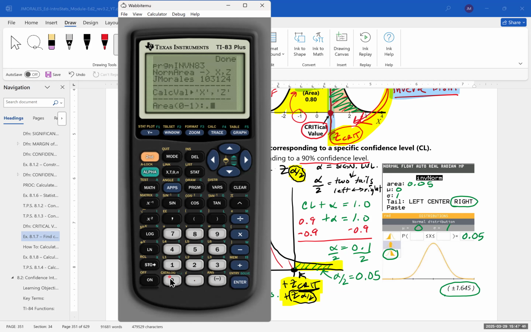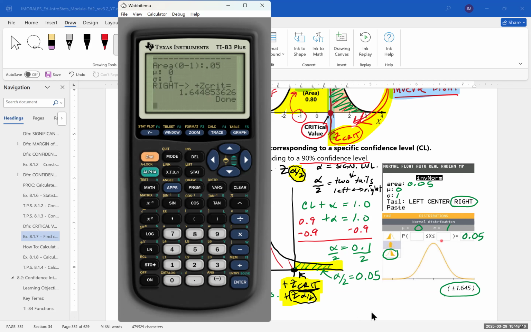If we use this again, and this time I put an area of 0.05, mean of 0, standard deviation of 1, and I put the right tail, that should give me a positive z-score now, because we're putting in an area of 0.05 with the tail on the right. And you see now it's a positive z critical score of 1.645.